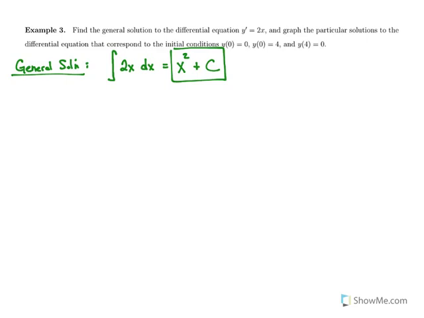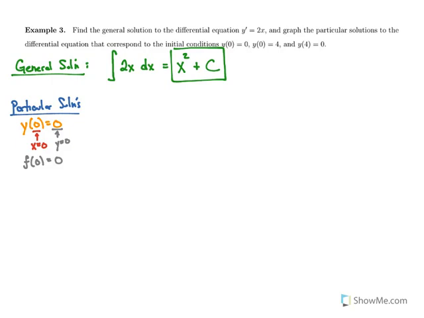So now let's think about these particular solutions. And we have three of them. So first of all, let's look at y of 0 equals 0. This is saying that x is equal to 0 and y is equal to 0. Y is a function of x. We can think about this as f of 0 equals 0.